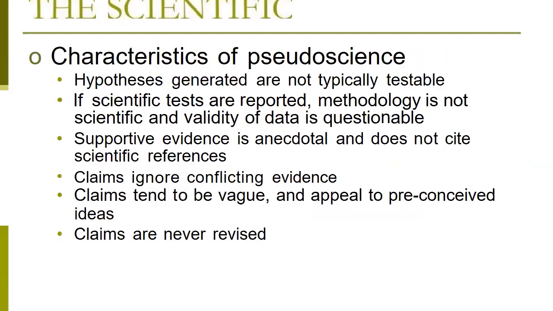So, characteristics of pseudoscience. Pseudoscience means what? Hypotheses generated are not typically testable. If you are framing a hypothesis that is not testable, this is a characteristic of pseudoscience. If scientific tests are reported, the methodology is not sound. Claims ignore conflicting evidence. Claims tend to be vague and appeal to preconceived ideas. Claims are never revised. Next slide.